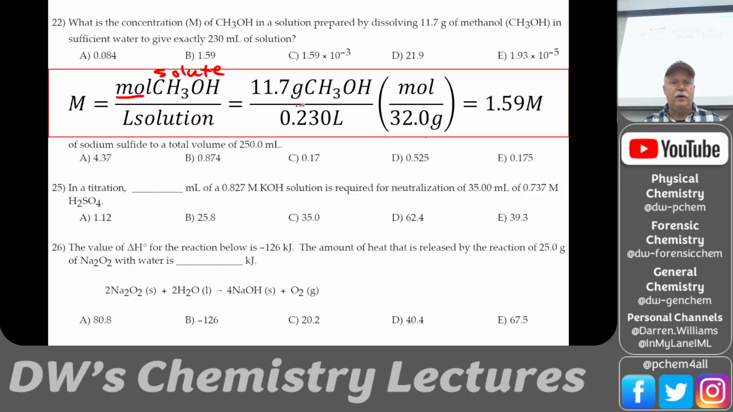And so here we want to convert that grams of solute into moles, and then we want it in liters of solution. So instead of doing a whole conversion for liters, I said 230 milliliters, there's 1,000 milliliters per liter. So I just moved that decimal place over 3 places and made it 0.23 liters. So 230 milliliters. So essentially I divided it by 1,000 milliliters per liter. Hopefully that doesn't give you a headache. And so I end up with the molarity of 1.59.